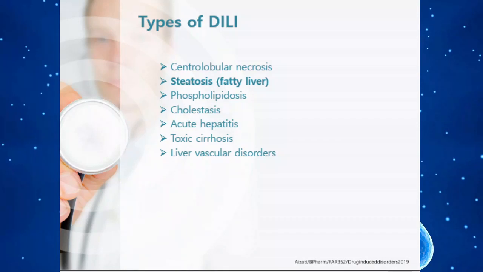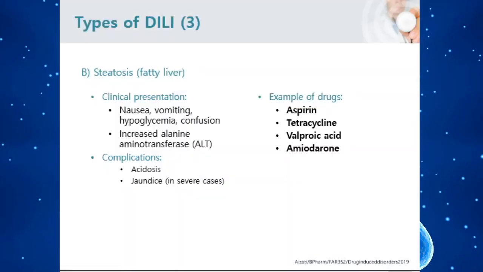So the next type is steatosis, or fatty liver. The patient might have nausea, vomiting, hypoglycemia, or confusion when they have this type of DILI, and they might also have an increase in ALT level. The complications include acidosis and, in several cases, jaundice. The drugs that might cause this type of liver injury are aspirin, tetracycline, valproic acid, or amiodarone.